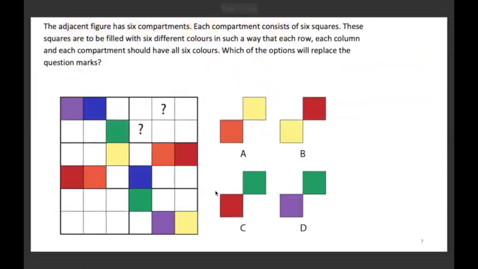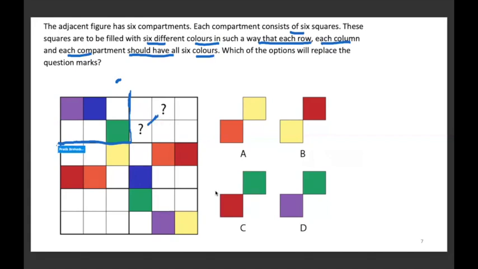The adjacent figure has 6 compartments. This is a grid, and this is one compartment. So you have 6 compartments. Each compartment consists of 6 squares. These 6 squares are to be filled with 6 different colors in such a way that each row, each column and each compartment should have all 6 colors. Which of the options will replace this question mark?